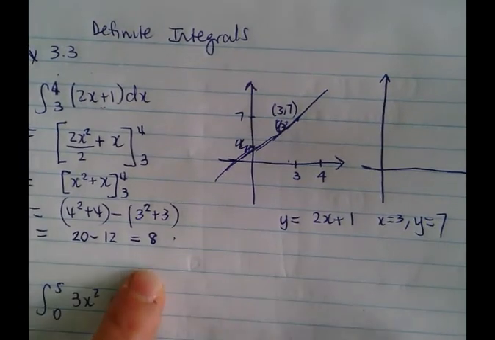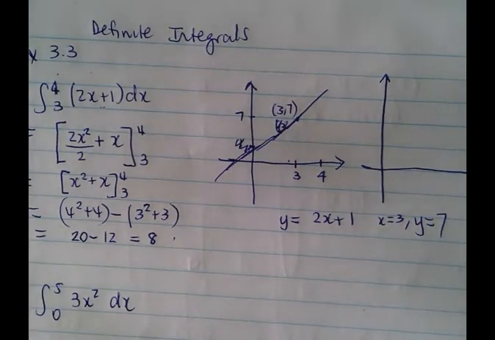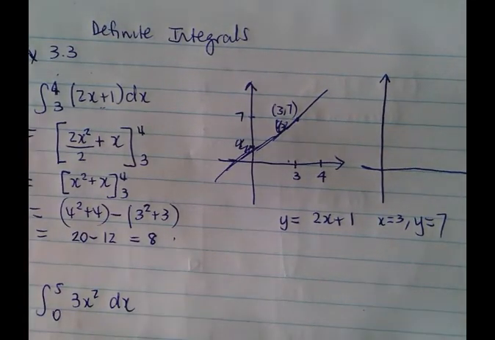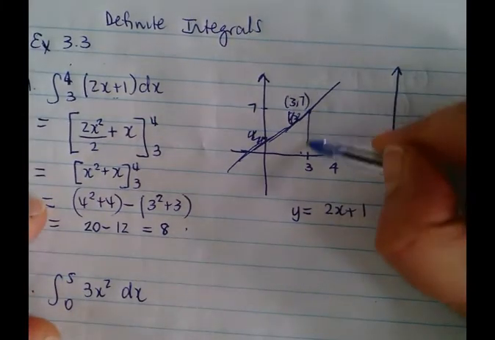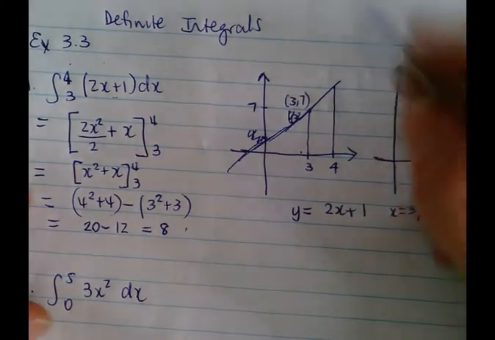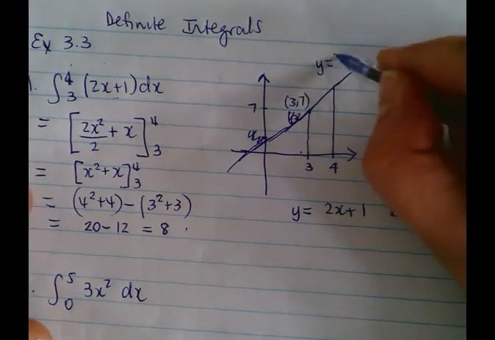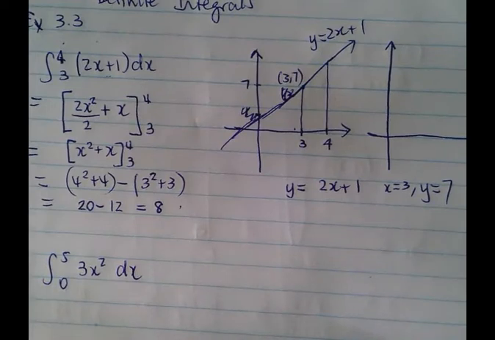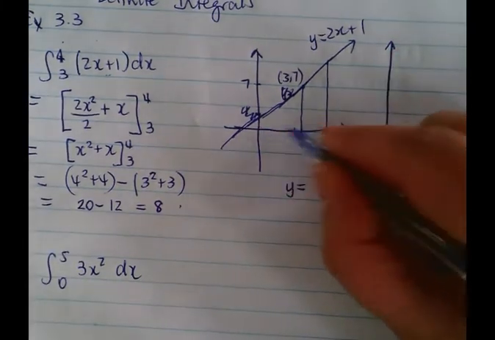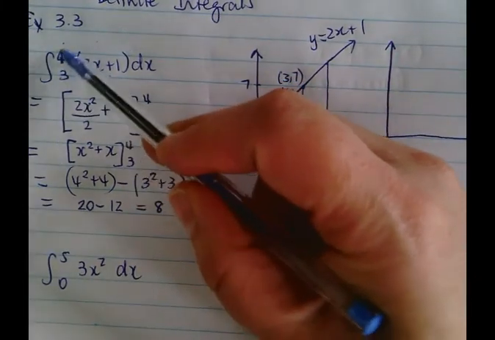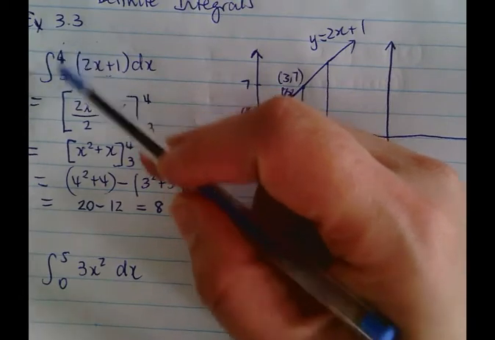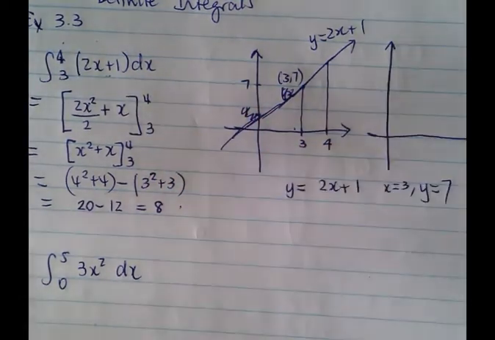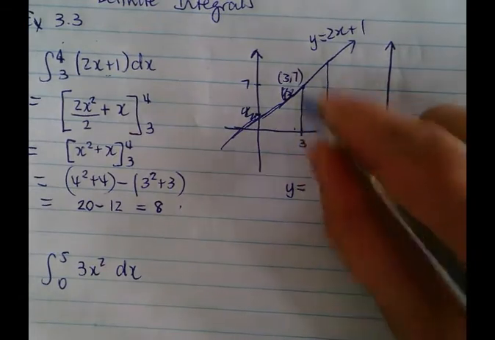So I got 8 as my answer. I'm going to show you why we get 8 as the answer, because it's the area under the curve between 4 and 3. It's the area underneath the line y equals 2x plus 1. Now you won't normally do this, but I'm showing you what integration is. When you do a definite integral, you're getting the area under the curve. So I want the area under the curve between x is 3 and 4 for this straight line. I've drawn the straight line. When x is 3, y is 7.